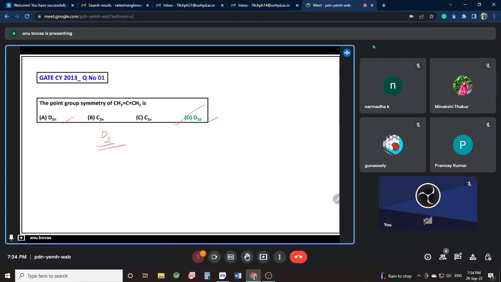D2h or D2d is more difficult. Since all axes are basically principal axes in this case, because all are C2, we can find that three C2 axes are there perpendicular to each other. And since the plane we are passing is in between the C2 axes, it will be D2d. It is a little difficult. Can you imagine that?